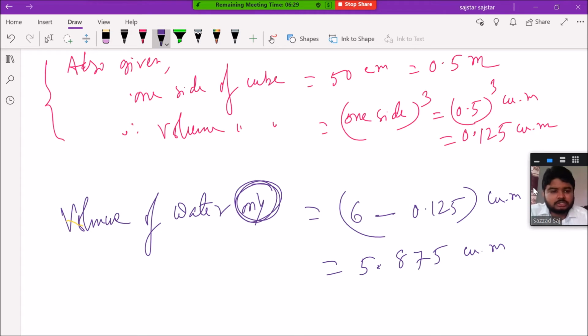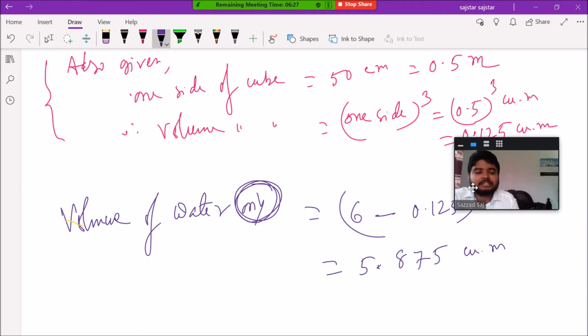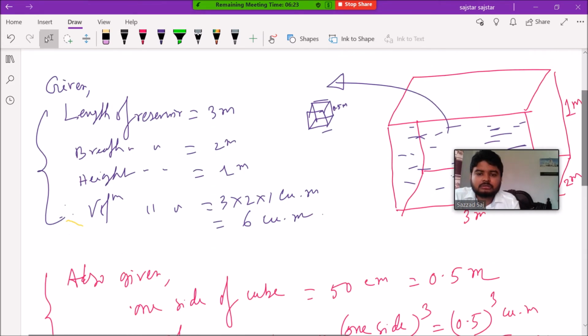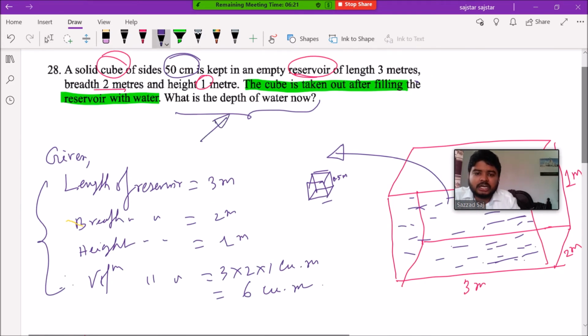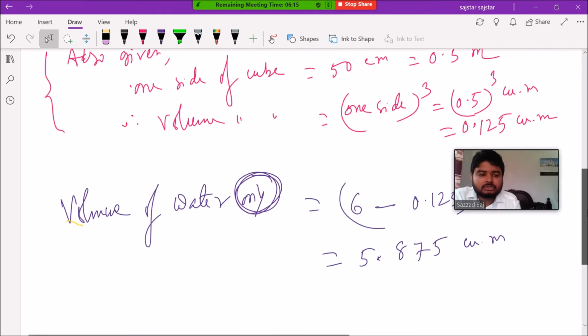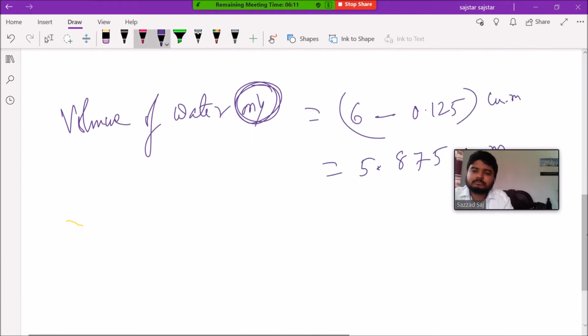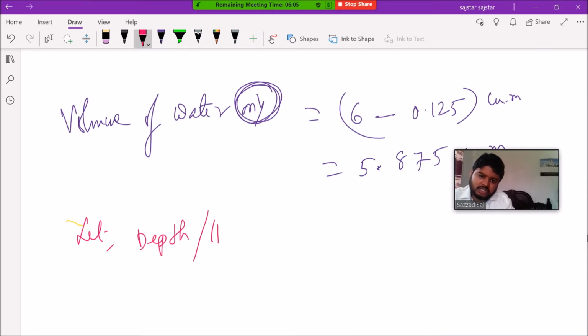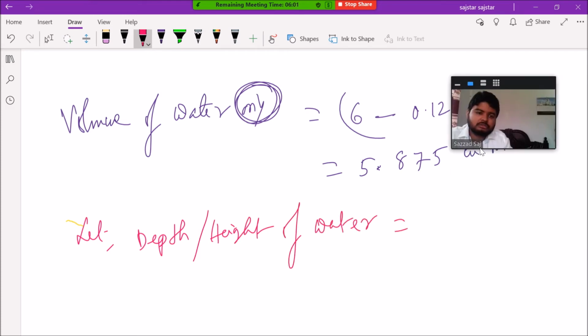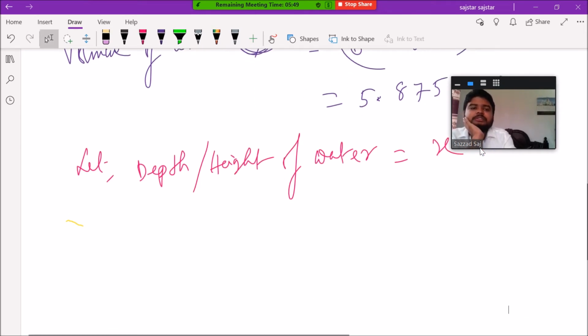So we have got now the volume of water is 5.875. And what was our question? Our question was, what is the height or depth? It is not about the volume, but we don't know what the height is. So write down, let the depth or height of water equal x meter. As we don't know, let the height be x meter.